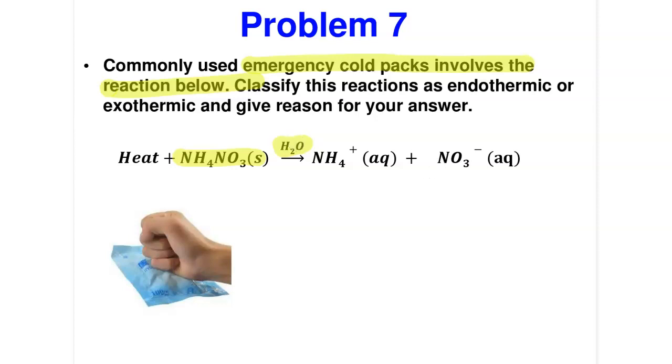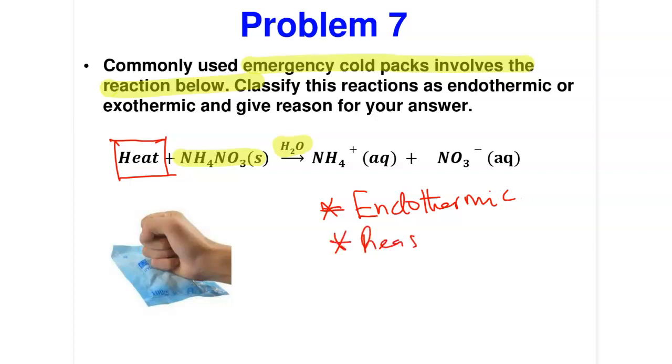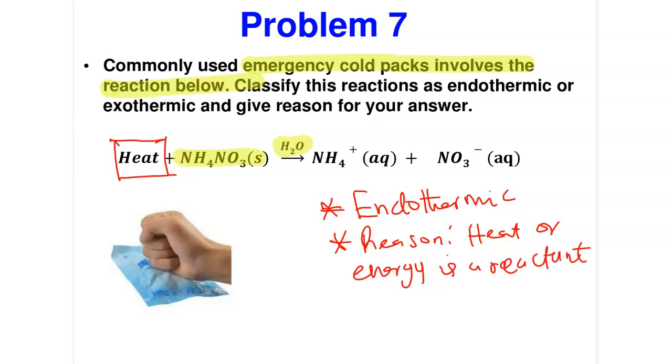Now, when it does happen, look at that. In this reaction, you see heat is at the right side of the reaction. What it tells you is that at the end of the day, the temperature is going to drop. That's why you feel cold when the temperature drops. It now says, classify this reaction as endothermic or exothermic and give a reason. Now, this reaction, because heat is at this side, is going to be endothermic. And the reason, what is our reason? Heat or energy is a reactant. And that is why we classify this as endothermic.